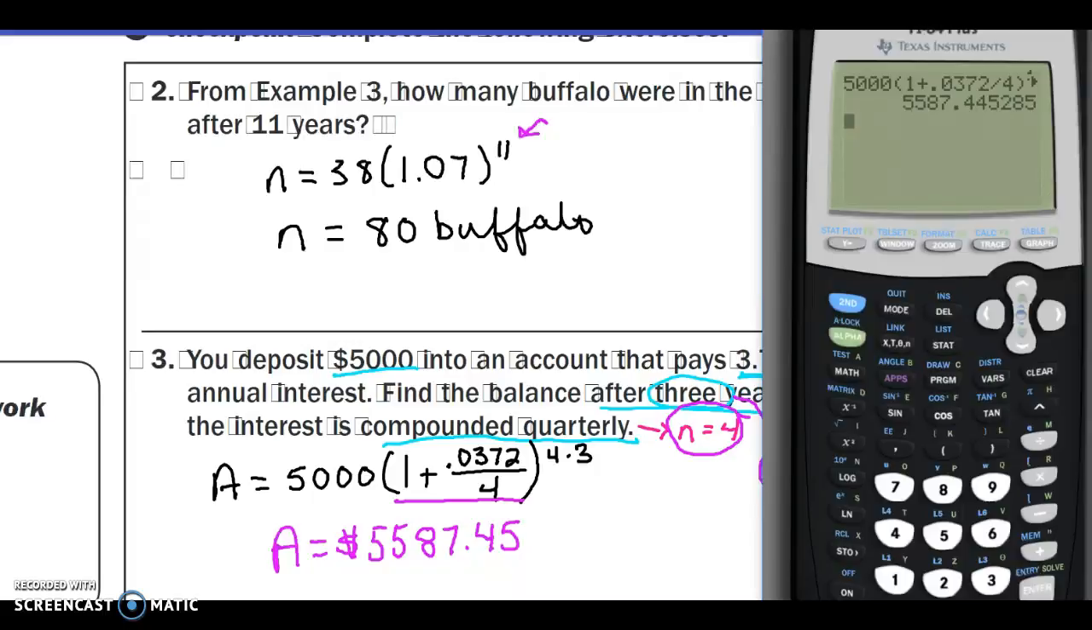$5,587. And round carefully, because the calculator says 0.445, so the 5 rounds that second 4 up to a 5, so we get 45 cents, not 44 cents, which if it's my money, I'll take 45 cents instead of 44 cents. I know it's only a penny, but I want my penny. So make sure that you round carefully. That's the end of this video.